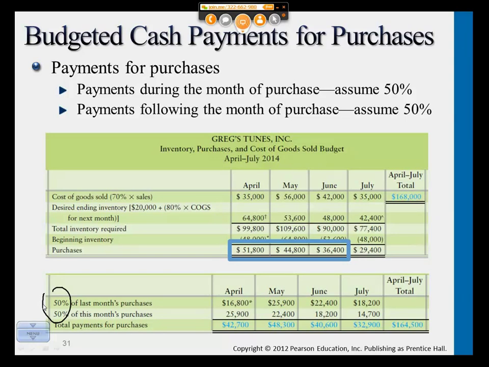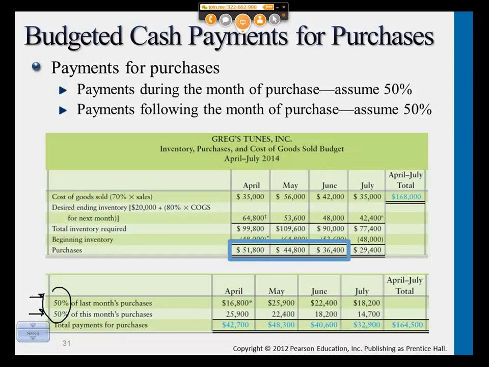Okay. So what do we see here? We are saying that it's, again, Greg's Tunes, the same company. So they pay for their inventory purchases 50% during the month of the purchase, and then 50% after, right? That's what we said we have in the second part. 50% of the last month, and then 50% of this month's purchases.